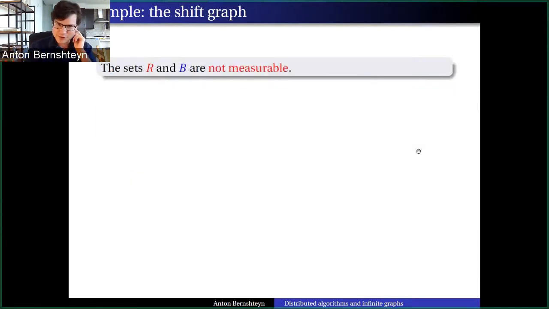Okay, so we have this again. We have our graph, our shift graph G, and we have this partition into two independent sets, red and blue. And we want to show that no matter what happens, these sets must be non-measurable. There is no consistent way of assigning probabilities to these two sets. Well, suppose that they are measurable. So the proof is by contradiction.